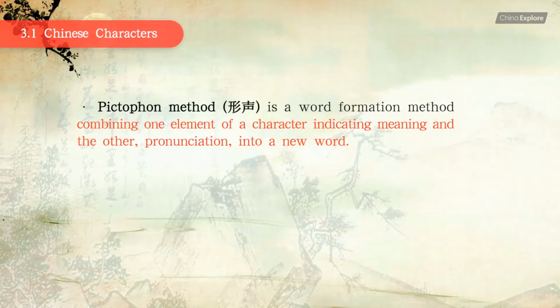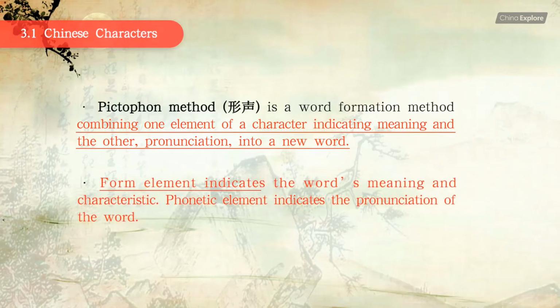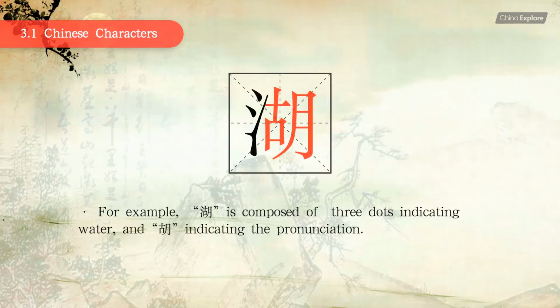The pictophonetic method is a word formation method combining one element of a character, indicating meaning, and the other, pronunciation, into a new word. Form element indicates the word's meaning and characteristics. Phonetic elements indicate the pronunciation of the word. For example, 河 is composed of 3 dots indicating water, and 可 indicating the pronunciation.